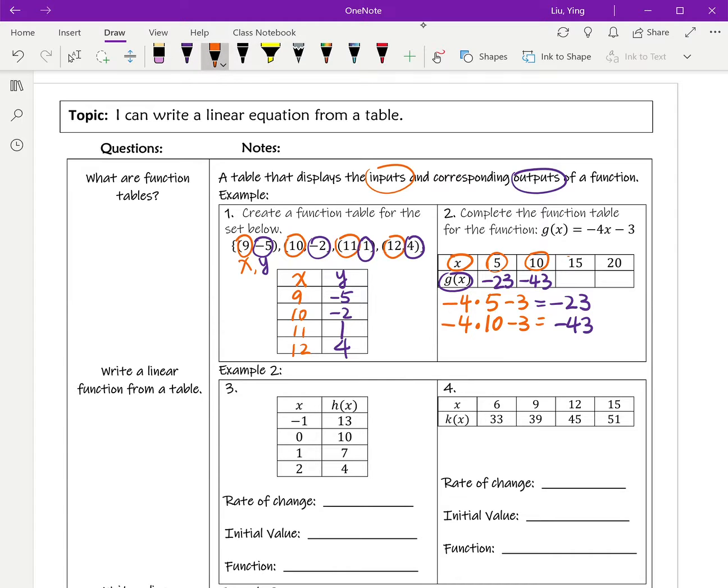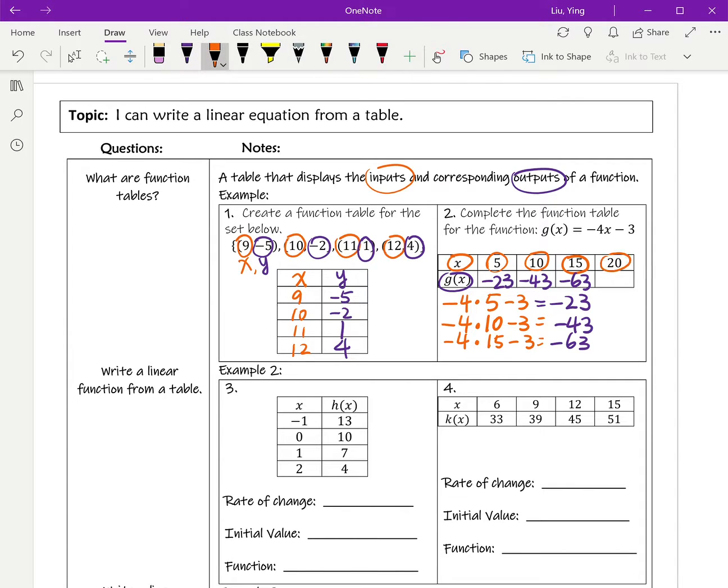When the x value is 15, we'll have -4 times 15 minus 3. And the y value we'd get out would be -63. So that means when x equals 15, g of x equals -63.